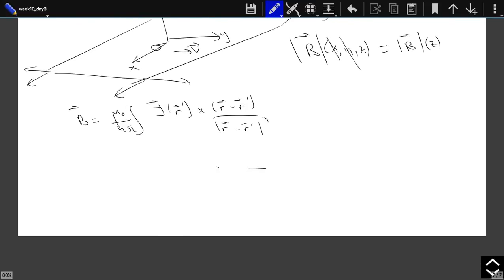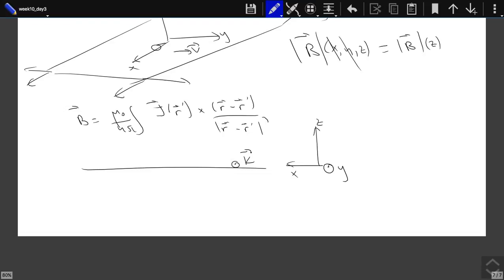Now let me plot it like this. This is my x-axis, this is my z-axis, and the y-axis is pointing towards us. So the surface current density is towards us.